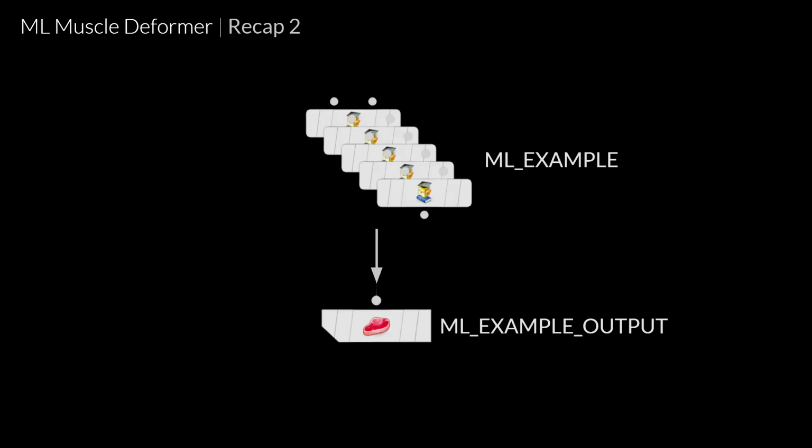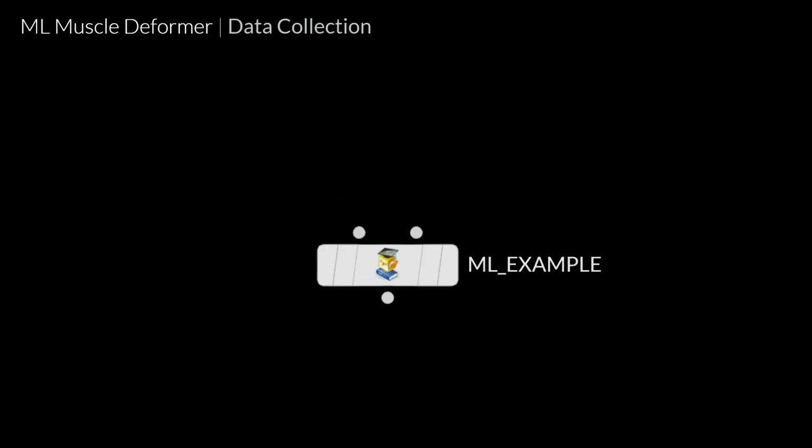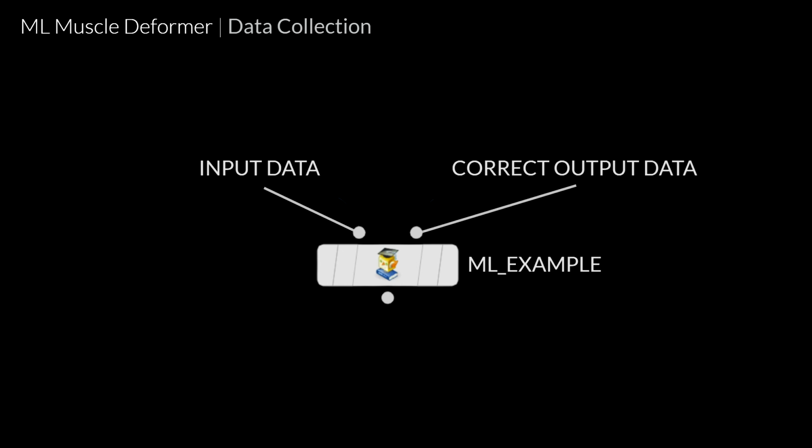And this node expects a set of individual ML examples, each of which in Houdini are packed primitives. And again, going back to our supervised learning definition from earlier, if you remember, an example consists of two things. First, it needs input data, and then second, it needs the correct output data. And the way that we do this inside of Houdini is with this ML example node. It's very convenient. The first input of this node is our input data that we want to use for training. And then the second input is the correct output data that's associated with that input data.